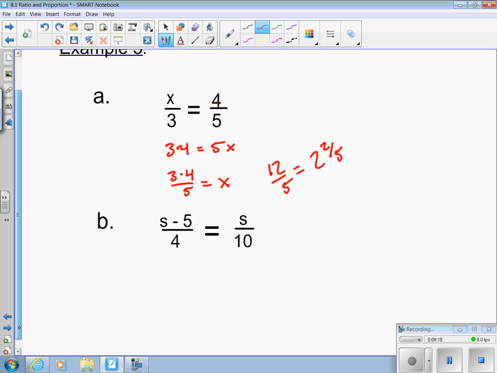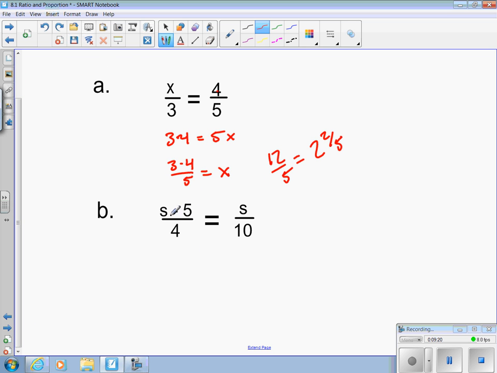This last one is kind of like that second example. We have more than one variable in here. Solve it the same way, but this time you can't just cross multiply and divide because you have two variables. You have to take this whole quantity and multiply it by 10. I'm trying to be careful to not confuse my s's and my 5's here. Equals 4s. So I have 10s minus 50 equals 4s.